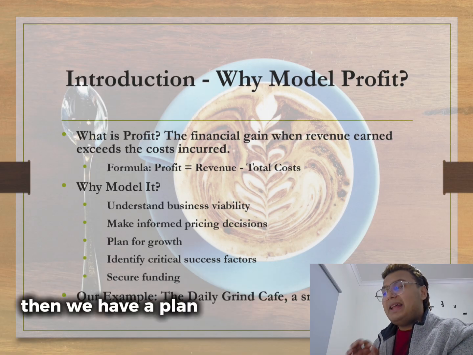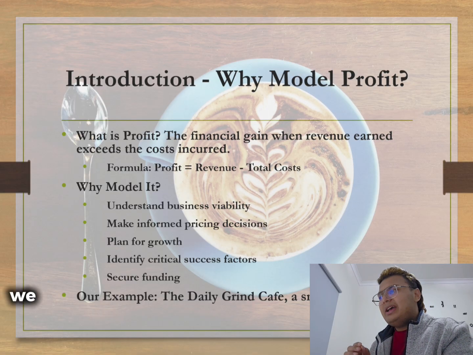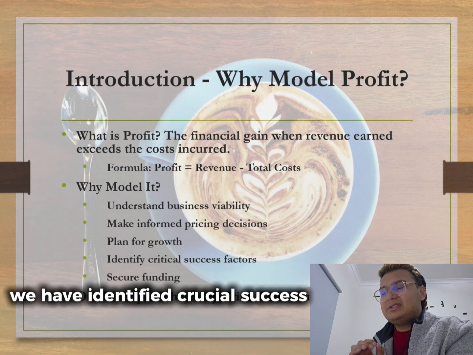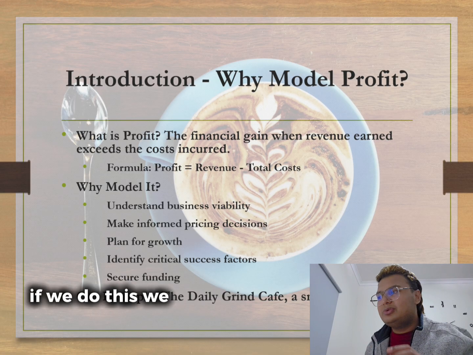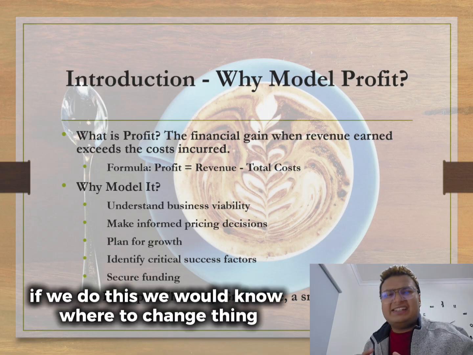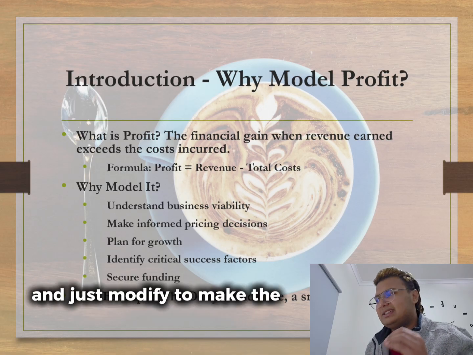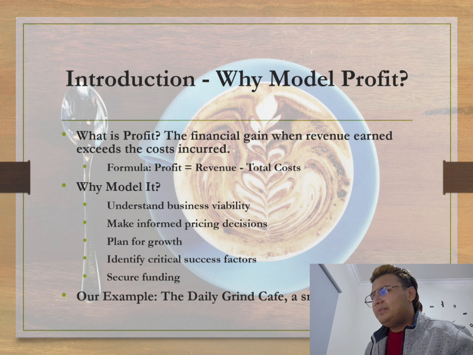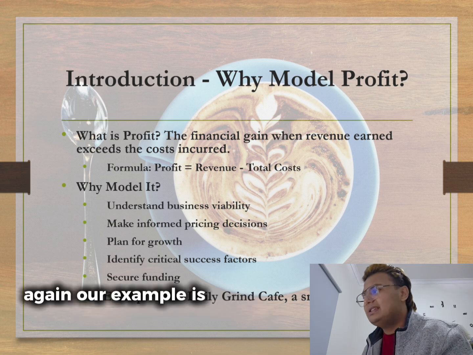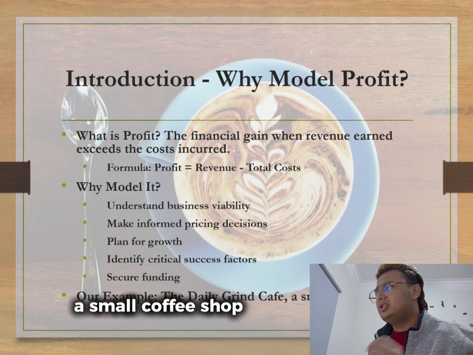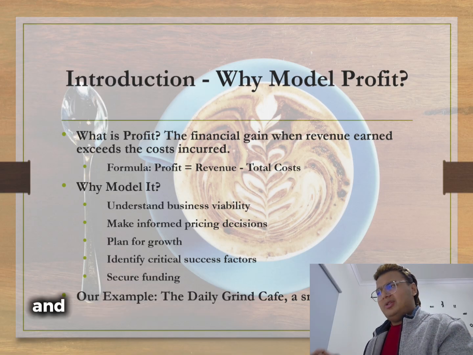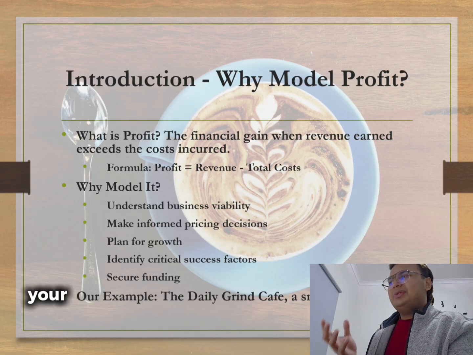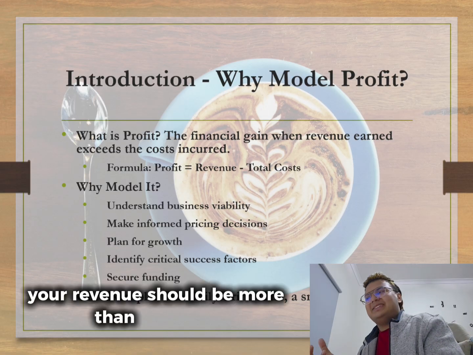Then we have a plan for growth. We have identified crucial success factors. If we do this, we would know where to change things and modify them to make the success ours. And we have secure funding. Again, our example is the Daily Grind Cafe, a small coffee shop. And obviously, to make profit, your revenue should be more than total cost.